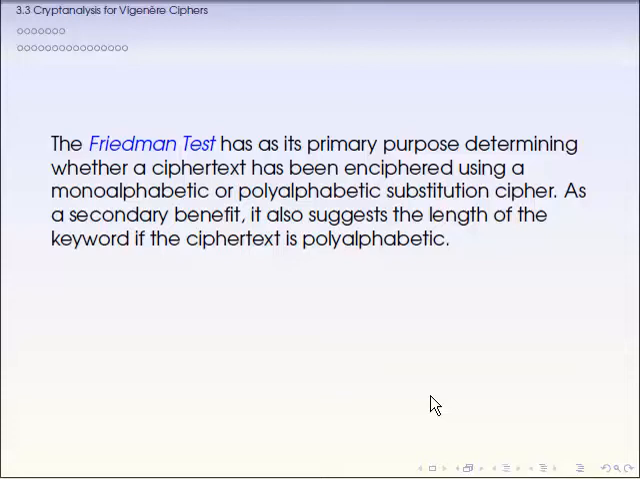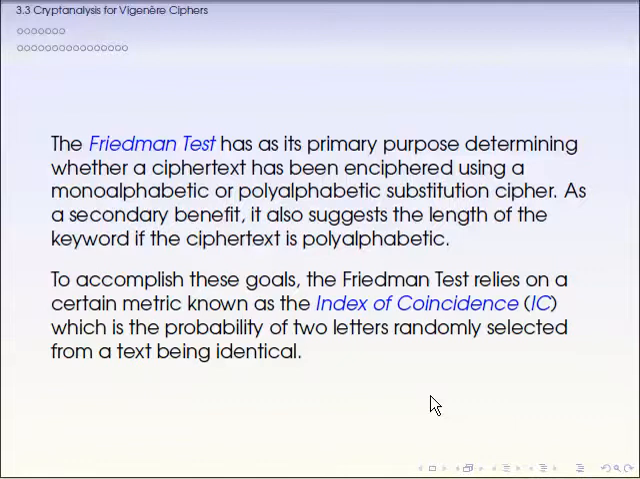Okay, the second test we need is called the Friedman test. And actually this is a very powerful tool, so it gives us two very important pieces of information. The first one is, through this test we can figure out whether the given ciphertext is monoalphabetic or polyalphabetic. And the second one is, if it's polyalphabetic, then it could suggest the length of the keyword for that ciphertext. Okay, and to do this test, we use the index of coincidence.